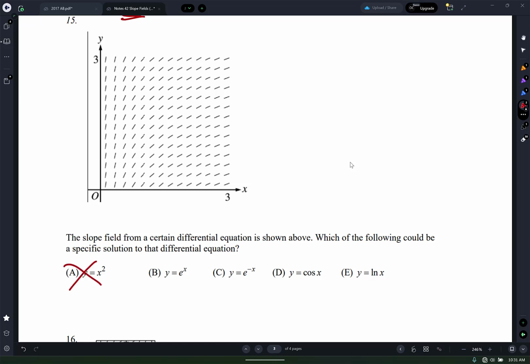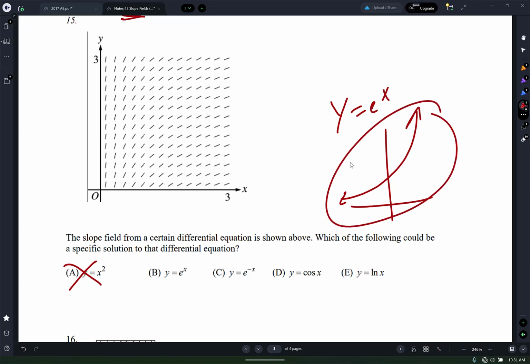No, out. Does it look like I have an exponential? Y equals e to the x looks like this, by the way, in case you're wondering. Hopefully you remember. And I can just shift it up and down depending on what the c is. Does it look like I can fit this curve within that slope field?